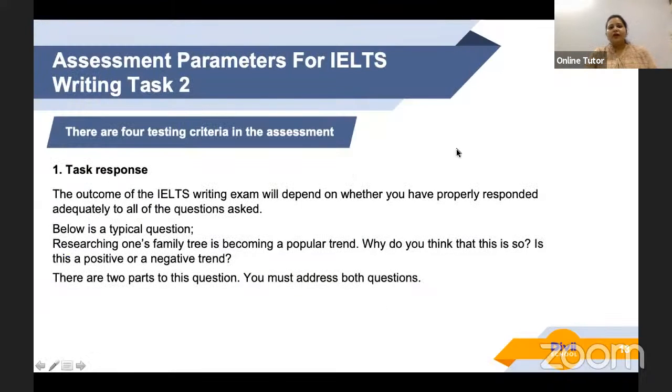Okay. Having understood the structure of the IELTS essay, now before I proceed, I would like to ask all the attendees if there are any doubts related to the structure of the IELTS essay. You may please post queries related to the structure of the IELTS essay, and then we can start to understand the assessment parameters.